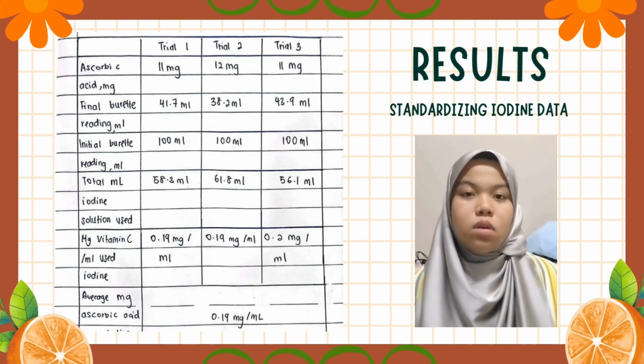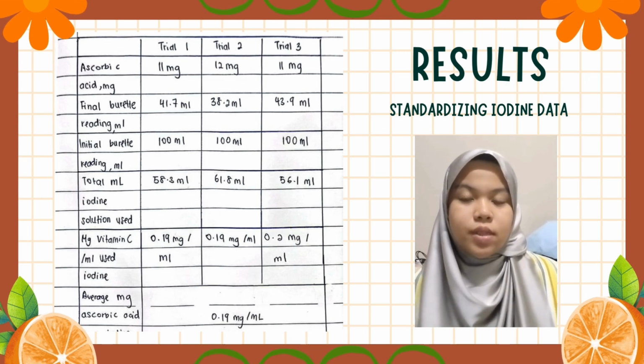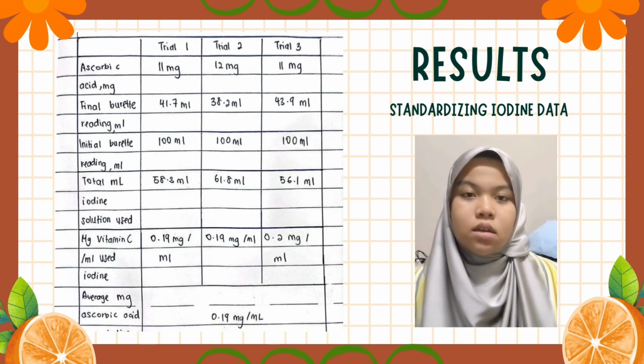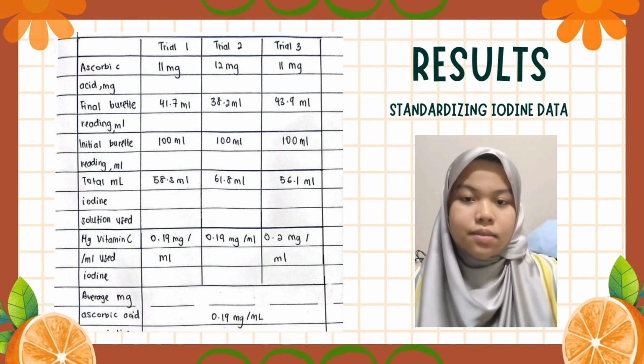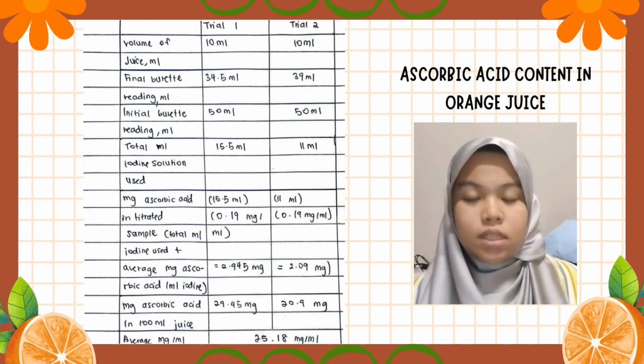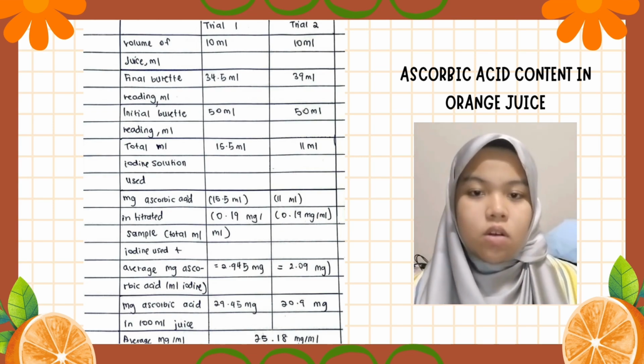So next, we will move to the results part. So the first one, these are the results for the standardizing iodine solution data. And for the next slide, we will see the results of the ascorbic acid content in orange juice.